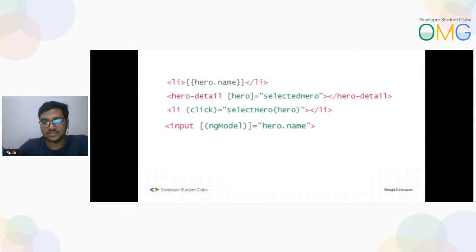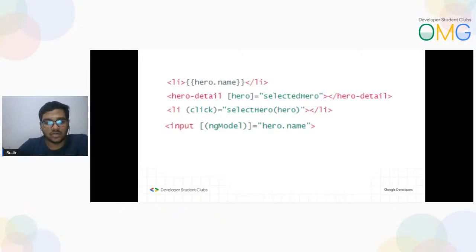On the third line, you can see again a li tag, where we have written in the small bracket, click, which is called the event binding, and inside that we have written select hero, and we have passed the hero object to it. So what it basically does is, on the class file, it searches for the select hero method, and on click of that specific li tag, the logic written inside the select hero will be performed.